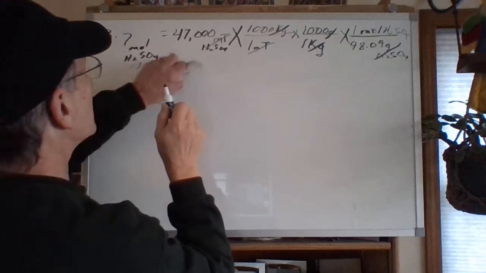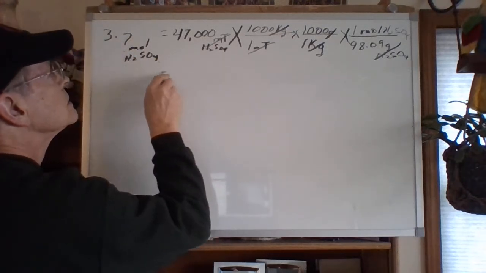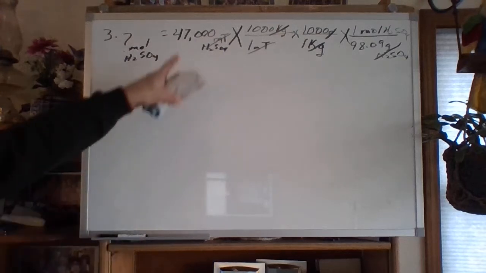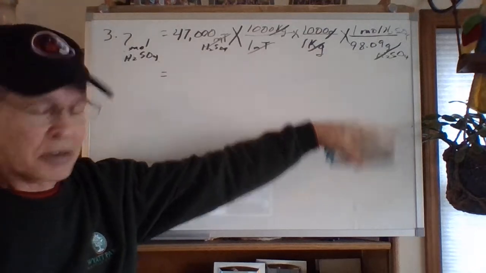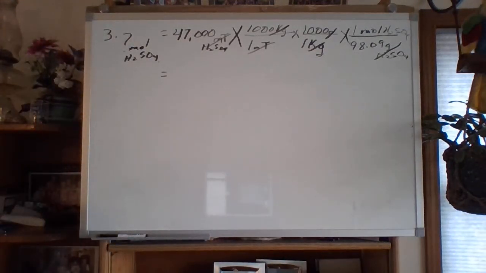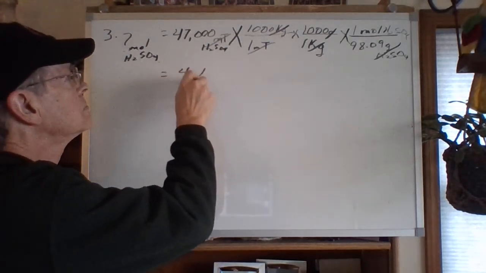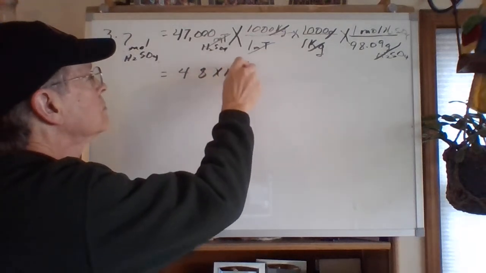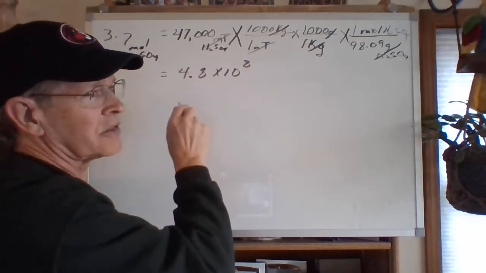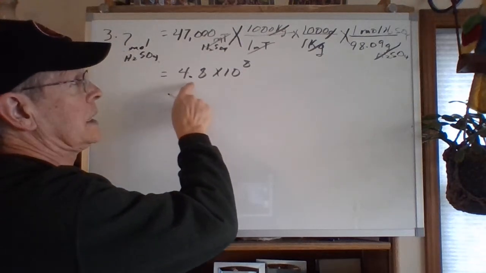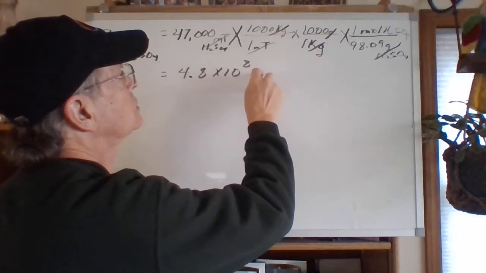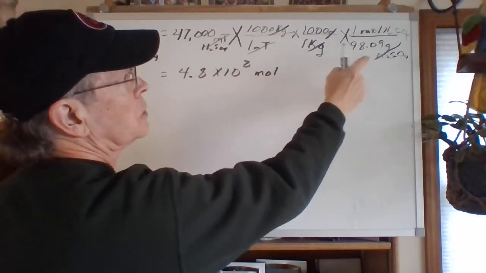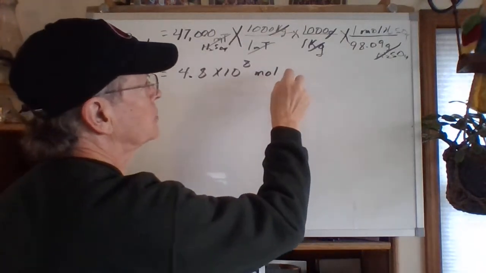So how many moles would that be? 47,000 times 1,000 times 1,000, and then divide by 98.09. 4.8 times 10 to the 8th. Or if you didn't express it in scientific notation, it'd be 4.8 with 8 zeros afterwards. And the unit label is the only unit label we haven't factored out, moles.